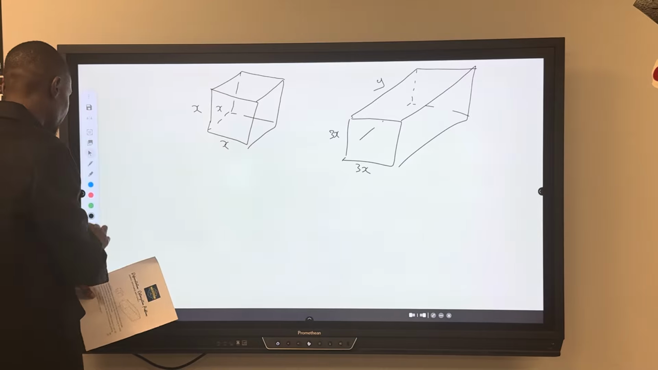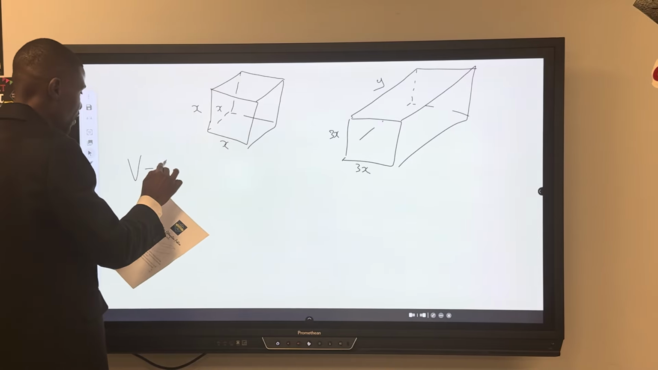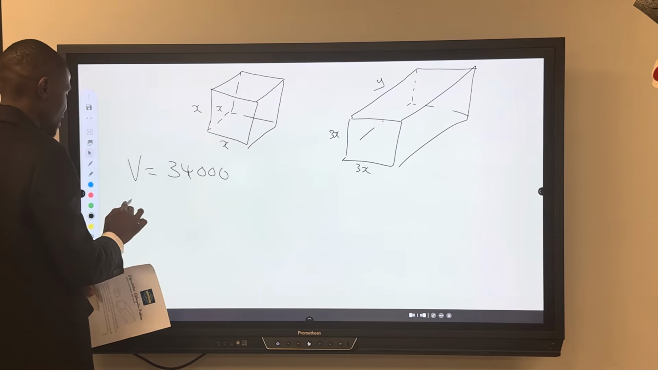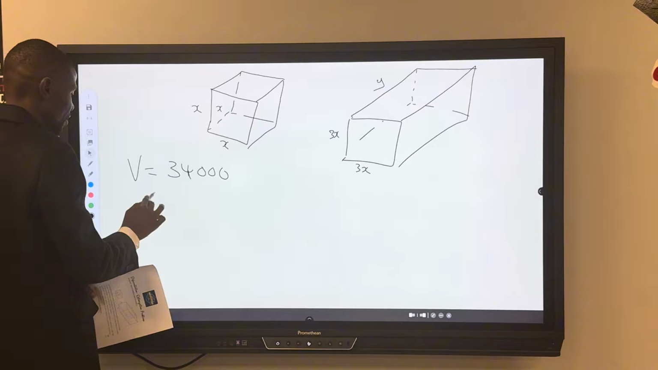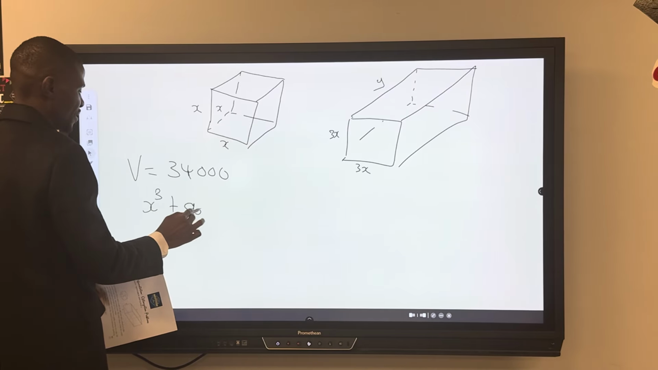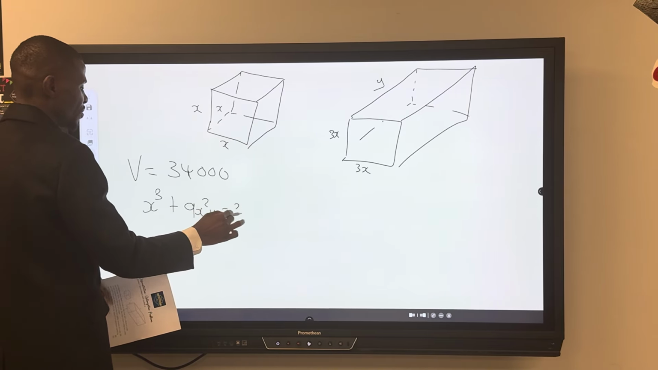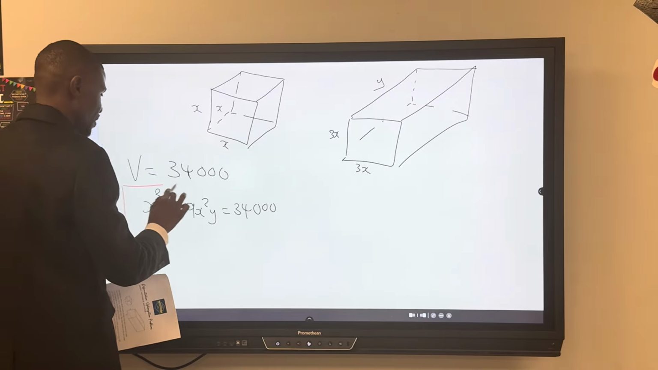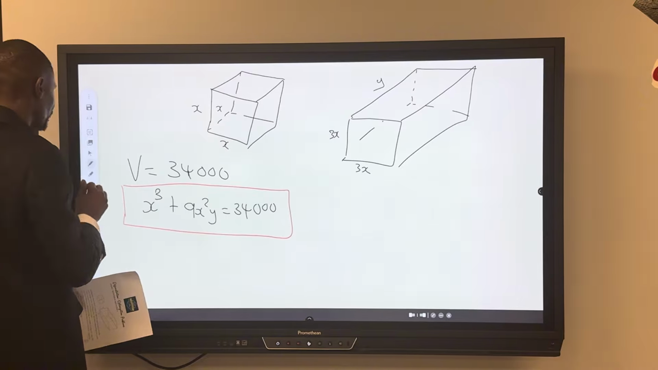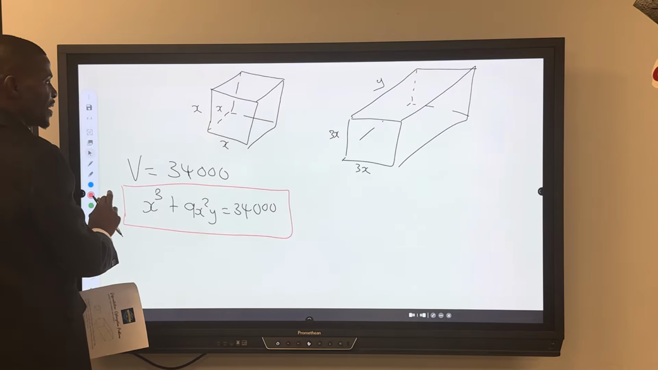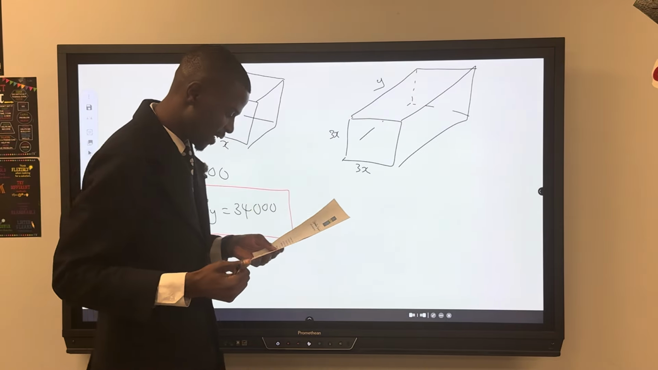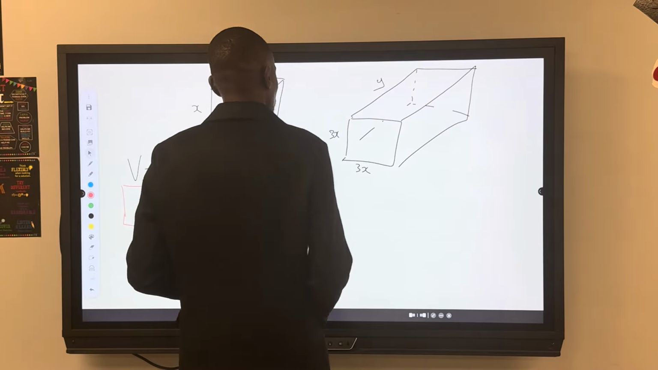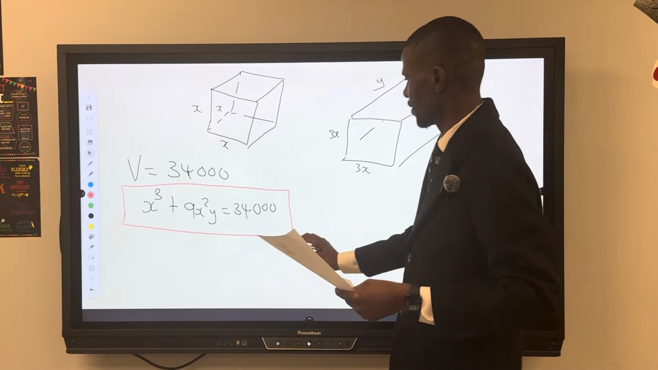So volume, we know that volume is 34,000. This information is very important. So total volume, we are going to say x cubed plus 9x squared y is equal to 34,000. We are going to use it. Then part A, find S, the total surface area of the two solids. This is part A.